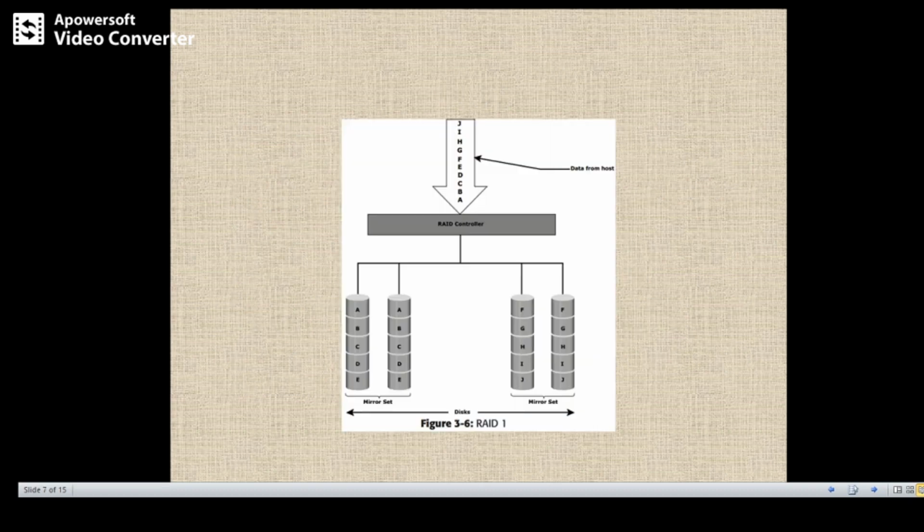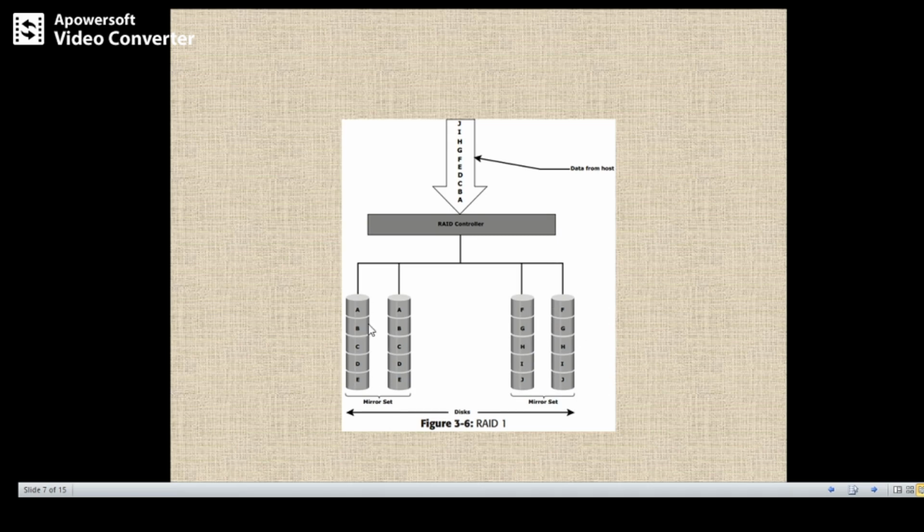So here we can observe that the data from the host are A, B, C, D till J. The RAID controller will receive those sets of blocks of data, and we have the actual disk, disk 1, with the data blocks A, B, C, D and E. Similarly, the same set of data blocks are mirrored on the mirror disk. Similarly, the next blocks, F, G, H, I, J. So these are the actual data blocks and they are mirrored on the mirrored set.